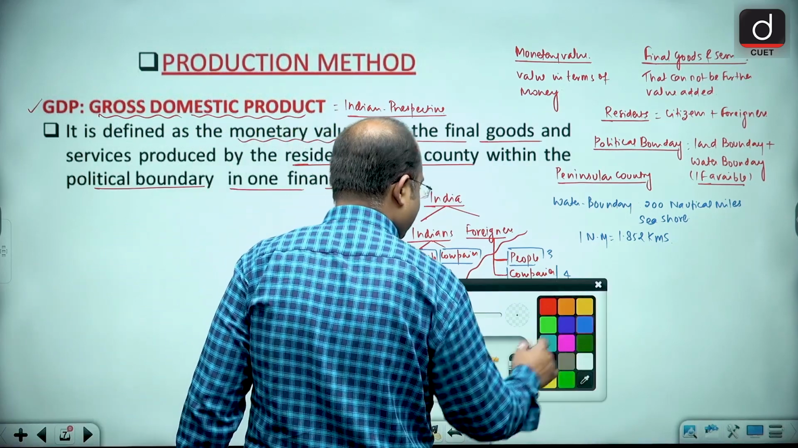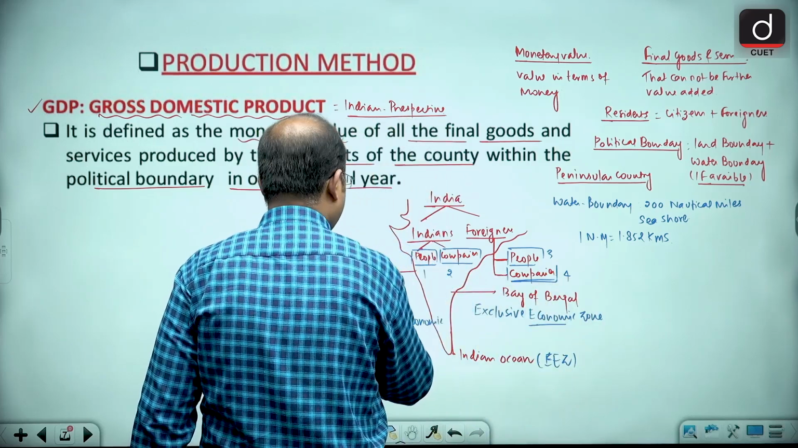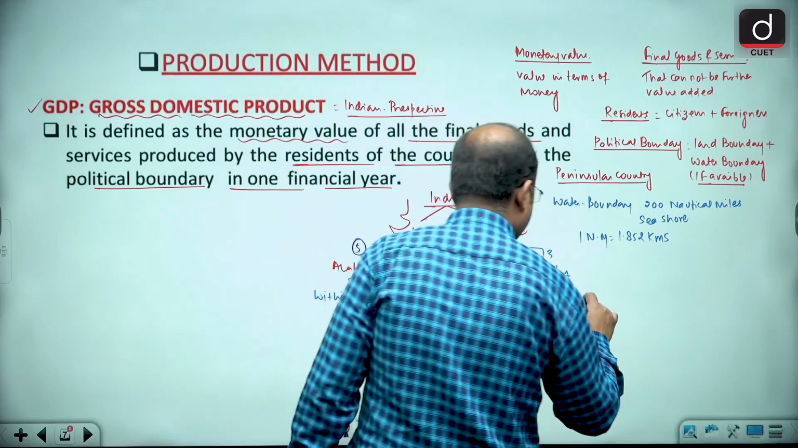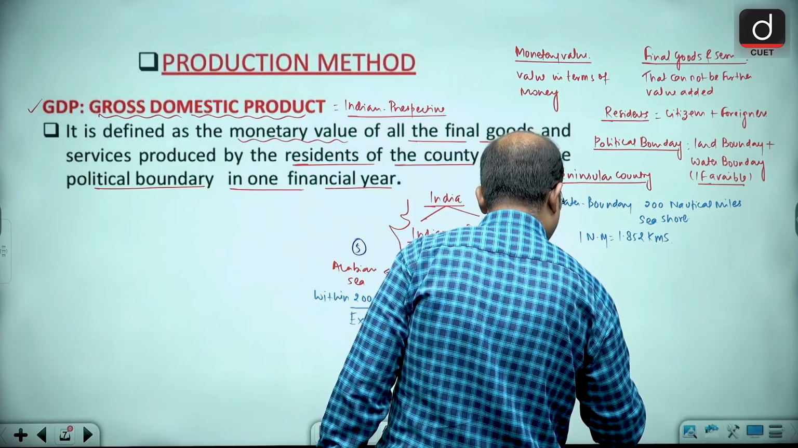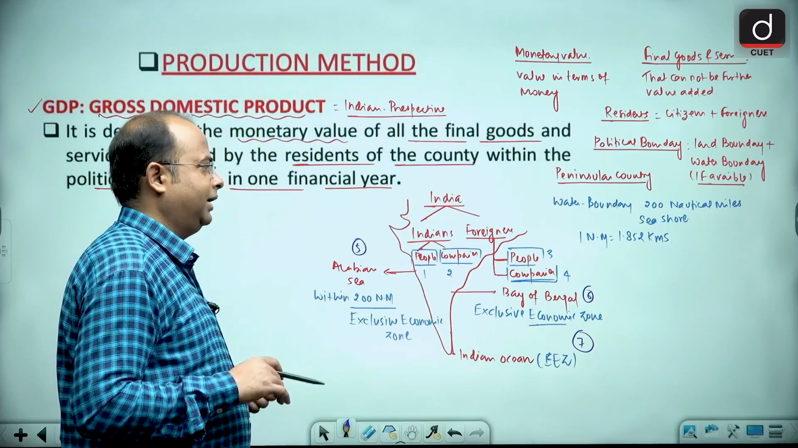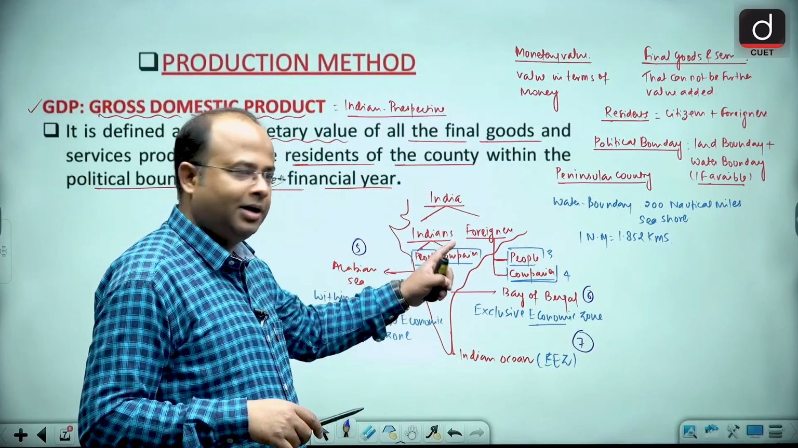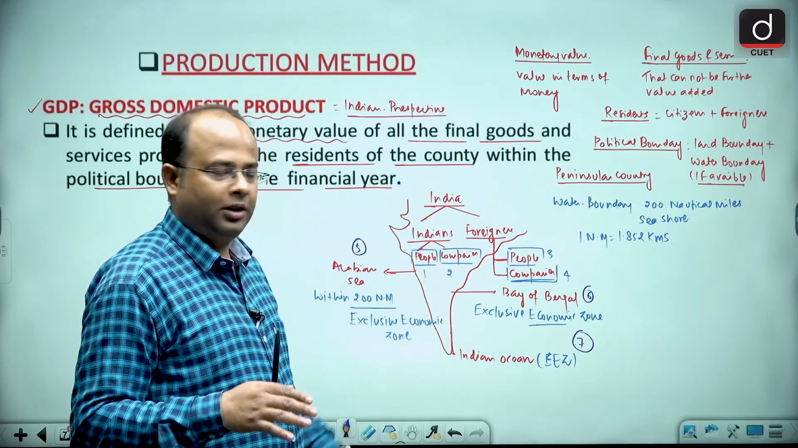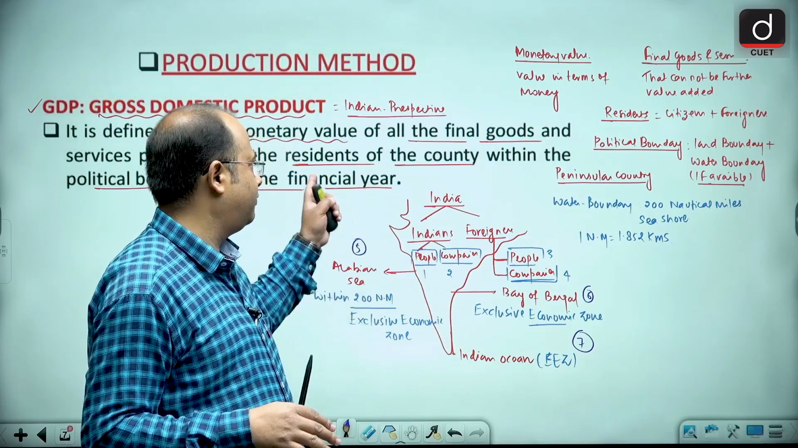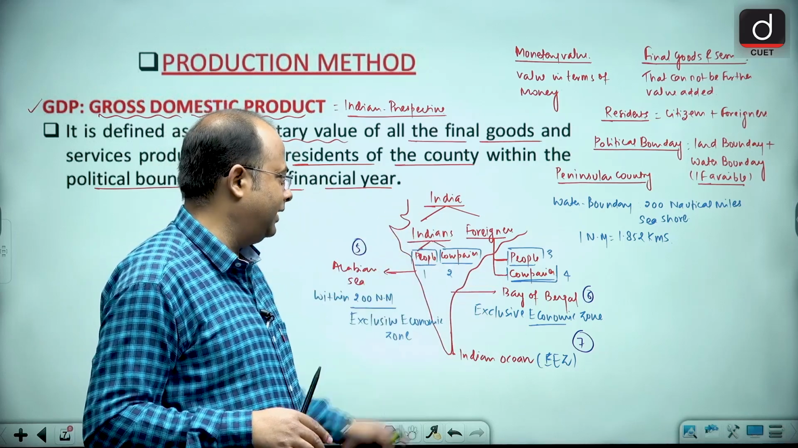So let's mark it as 4, 5, 6, 7. So now if you have to calculate the GDP of India, you have to add the monetary value of all the final goods and services from 1st April to 31st March, from 1, 2, 3, 4, 5, 6, 7.